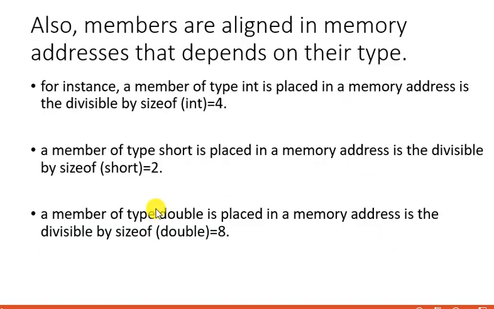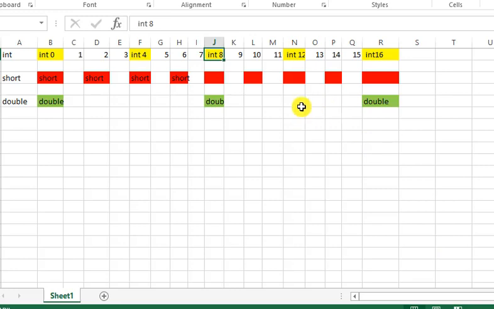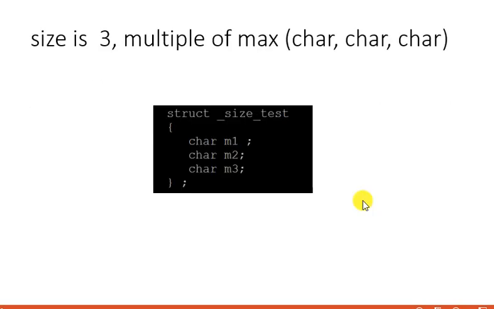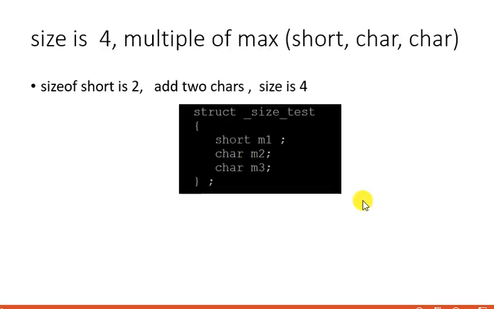This is what I said. This slide actually describes this Excel sheet, so I'll skip it. We went through this, right? Here it's very simple. A short is a multiple of a short here. Maximum is 2, and so the size is 4.